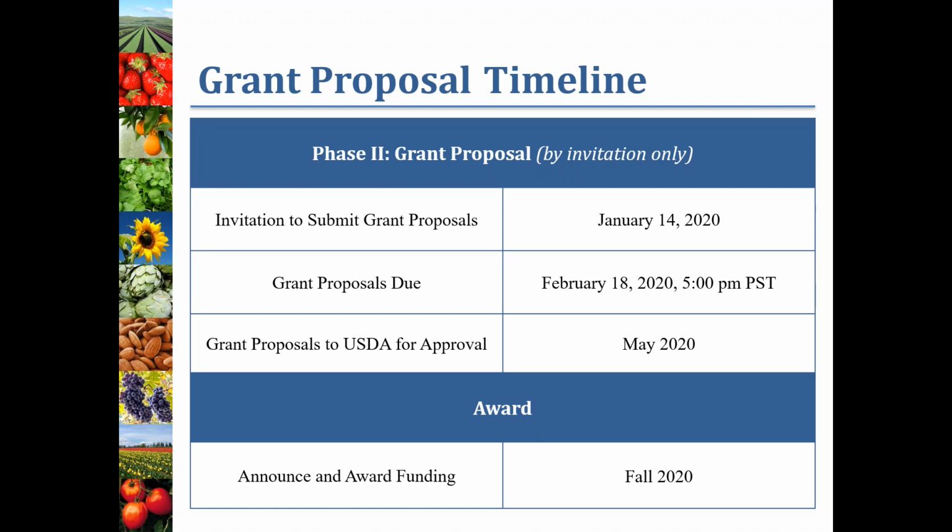The grant proposal due date is Tuesday, February 18th at 5 p.m. Pacific Time. We cannot accept late submissions, so be sure to contact us with any questions as soon as possible. And please don't wait until the last minute to access the FAST system and complete your application. CDFA will then submit recommendations to USDA in May, and we anticipate that USDA will announce and award funding in the fall of 2020.